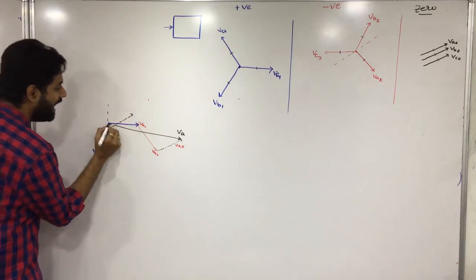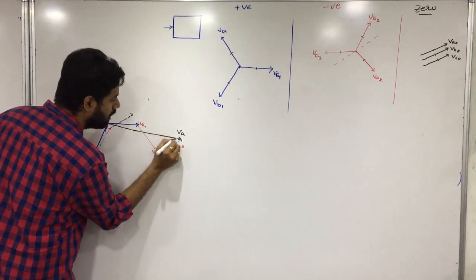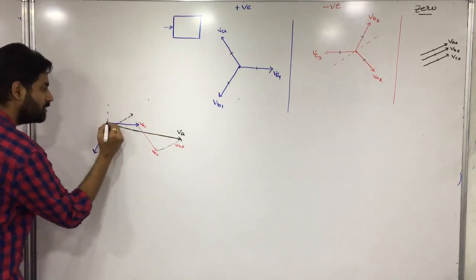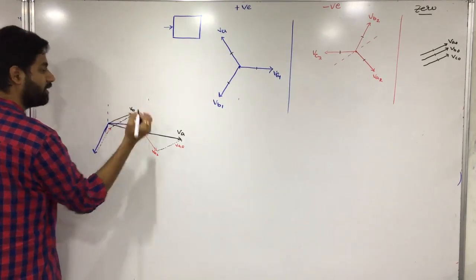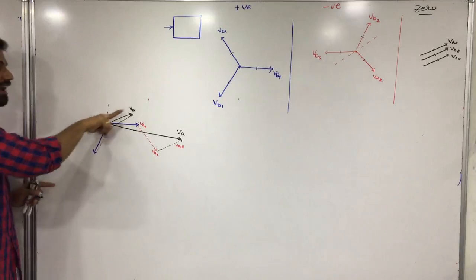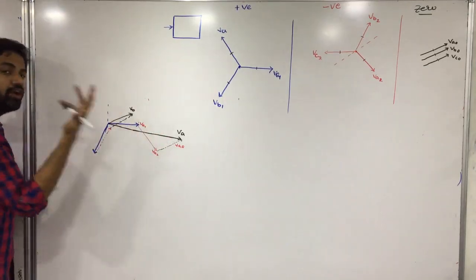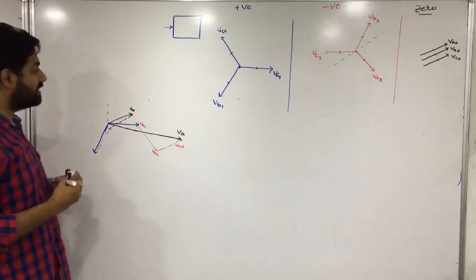So I have got my VA, which is this. Now I will get my VB from this point: this plus this plus this. So this is my VB. Can you see that? VA and VB are not symmetrical. Magnitude is not the same, and the angle is not 120. Is it clear? Now let's deal with VC.